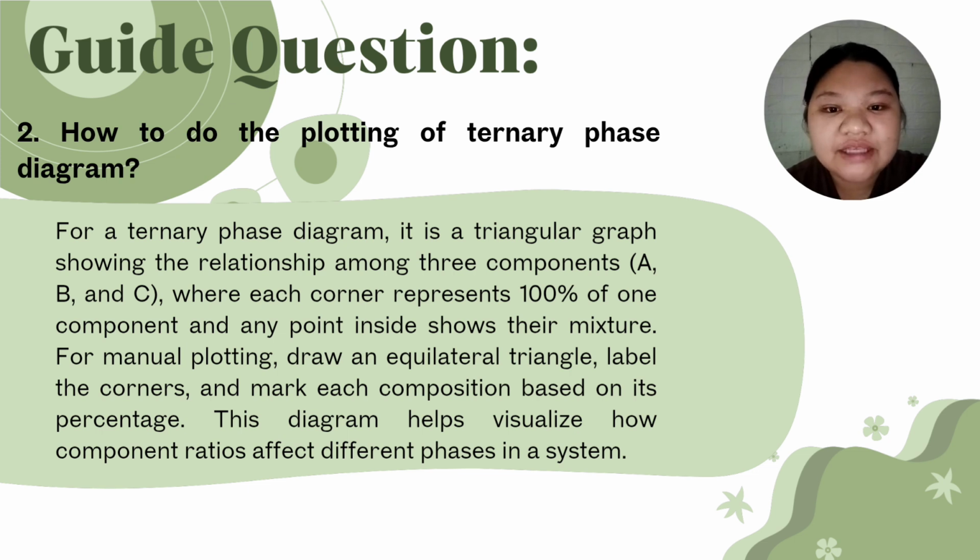A ternary phase diagram is a triangular graph showing the relationship among 3 corners, which are alcohol, camphor, and water, where each corner represents 100% of one component and any point inside shows their mixture. For manual plotting, draw an equilateral triangle, label the corners, and mark each composition based on its percentage. This diagram helps visualize how component ratios affect different phases in a system.